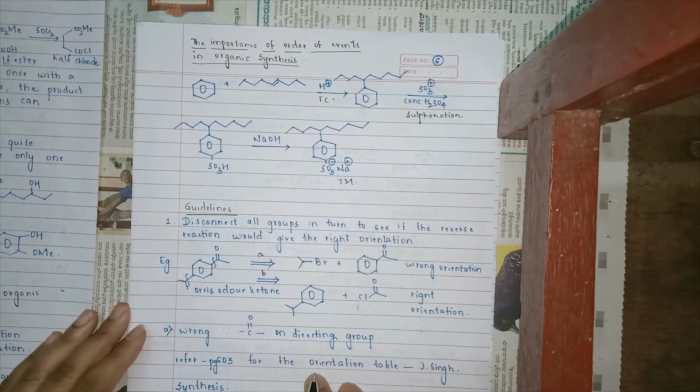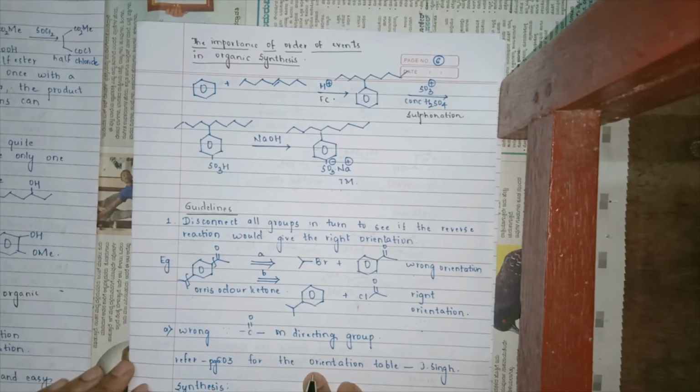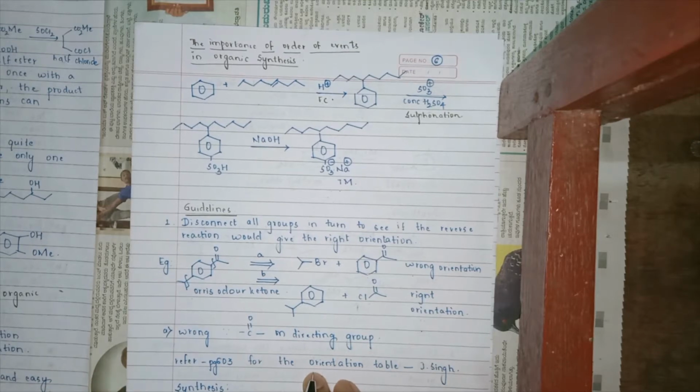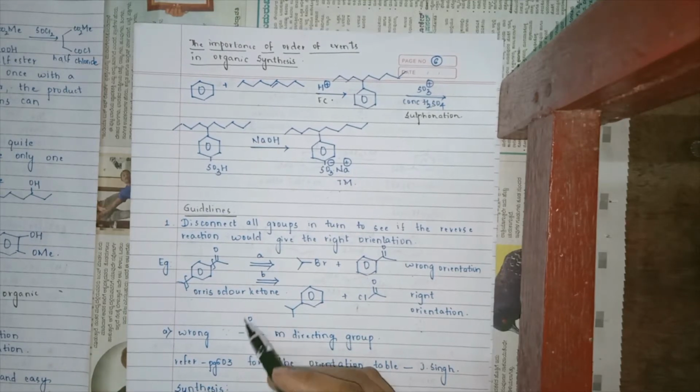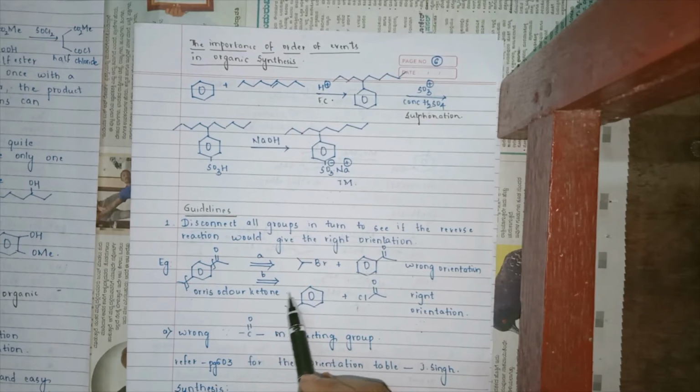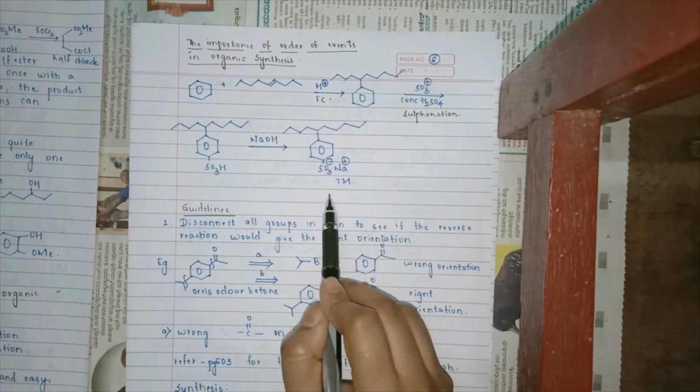Hello everyone. Let us start with the importance of order of events in organic synthesis. So in retrosynthetic analysis, we need to follow a definite order in a particular synthesis. So when I say a definite order, that means a particular reaction has to be carried out first, followed by the second reaction. Let us consider this detergent.